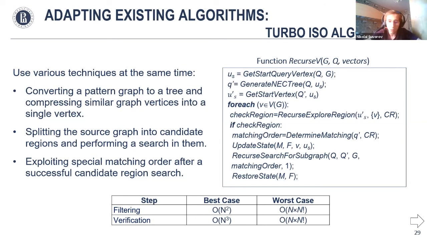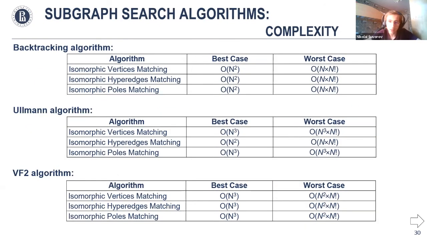The complexity of the main steps of the TurboISO algorithm is presented on the slide. The adapted algorithms can decrease the complexity of subgraph search by implementing a matching on different graph layers, and by using special pruning rules to eliminate unpromising combinations of elements. Tables on this slide demonstrate the computational complexity of the presented backtracking algorithm, Ullmann's algorithm, and the VF2 algorithm.